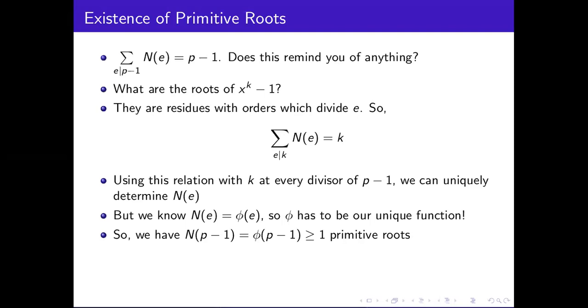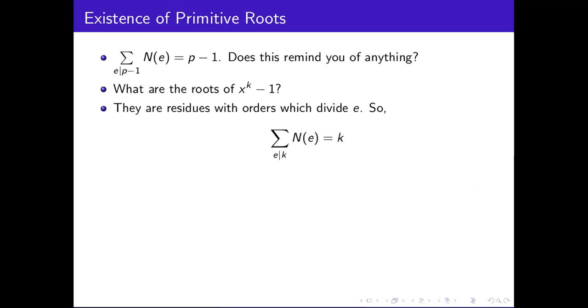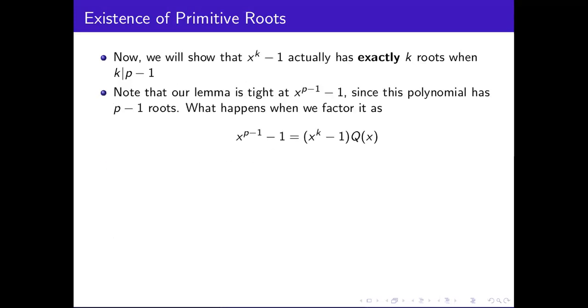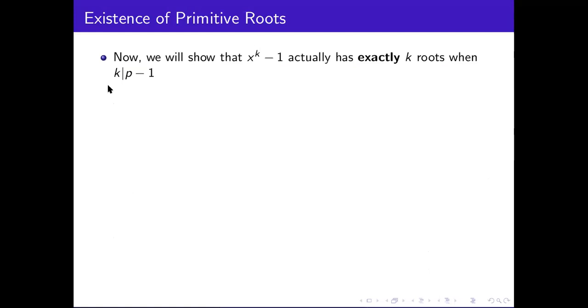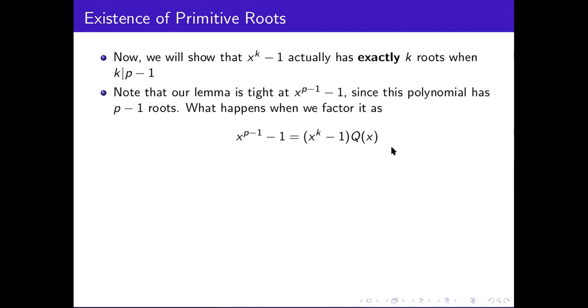So some people are saying they're lost, so I guess we can summarize our main points of this proof. We wanted to prove that there exists a primitive root modulo p. The first thing we do is show that any polynomial has at most degree-many roots modulo p. After we prove this, we can get that x to the k minus 1 has exactly k roots by using our inequalities from Lagrange's theorem.